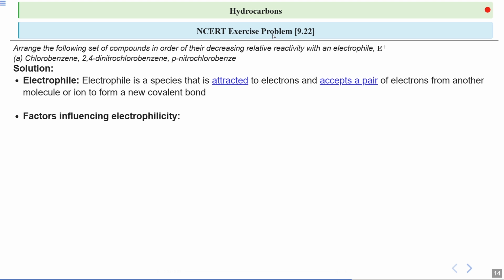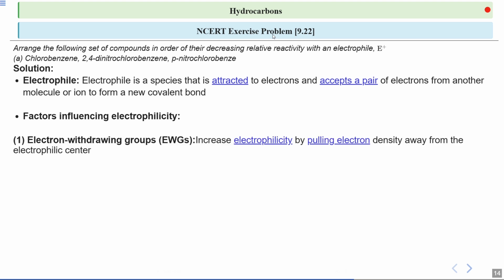Now, what are the factors that influence this electrophilicity? First of all, we are looking for electron withdrawing groups or EWGs. These groups pull electron density away from the rest of the molecule, making the molecule more reactive to electrophiles. So, if a compound has strong electron withdrawing groups, it generally reacts more readily with electrophiles because the positive character is increased.